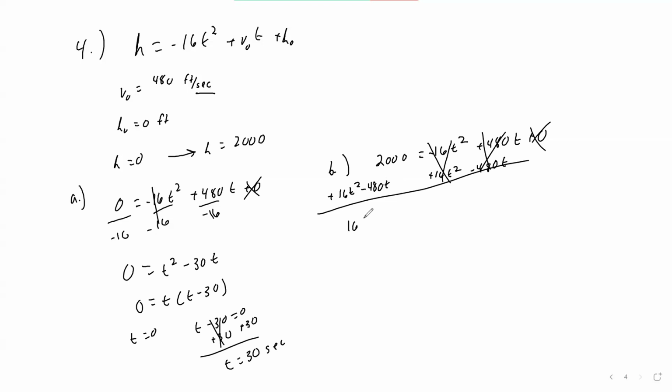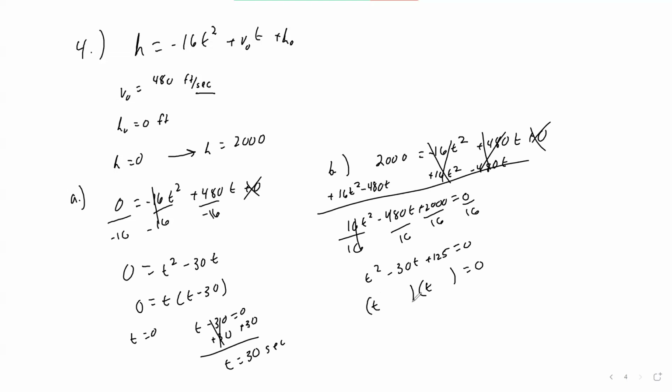So I get 16t squared minus 480t plus 2000 equals 0. I know 16 goes into 480, but does it go into 2000? It does. So I'm going to divide everything by 16 to make my numbers even smaller. So I get t squared minus 30t plus 125 equals 0. So I'll try my factoring techniques in this example.